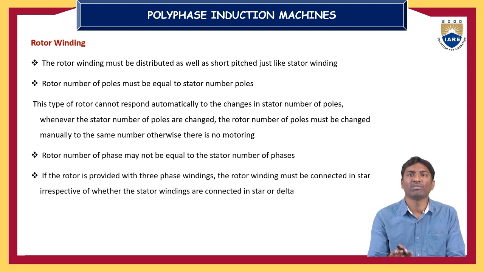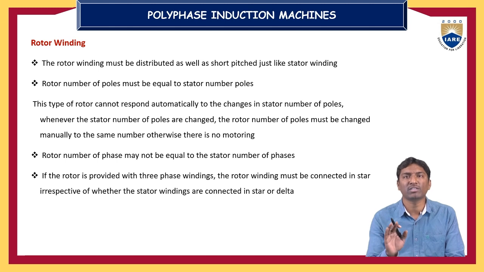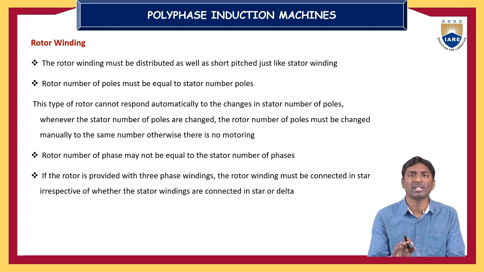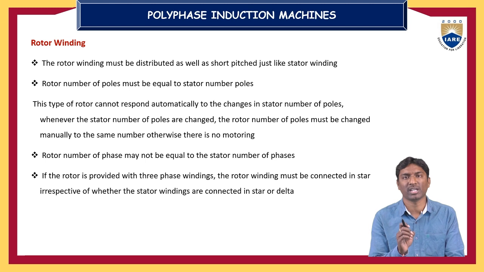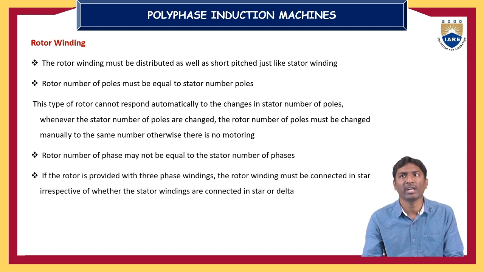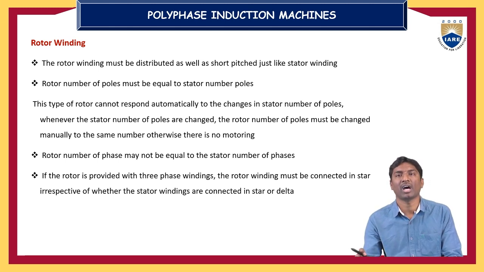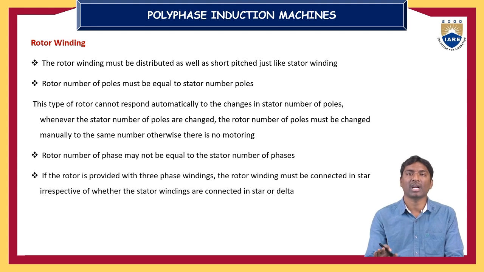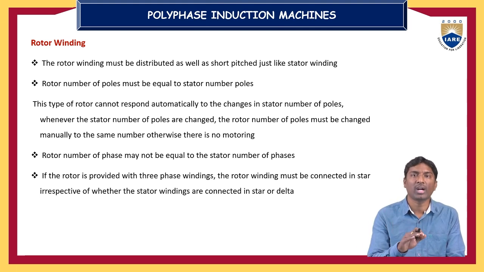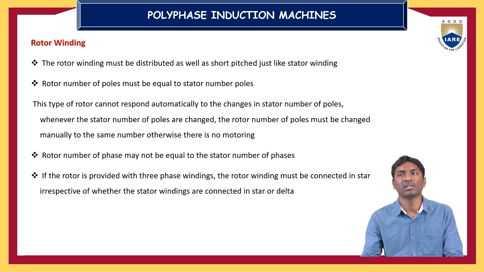In the slip ring induction motor, the rotor is provided with three-phase windings. In the squirrel cage induction motor, I am using end rings and bars. But in the slip ring induction motor, the rotor is provided with three-phase windings, and the rotor winding must be connected in star irrespective of whether the stator winding is connected in star or delta. So the connection differs between the squirrel cage and the slip ring induction motor.